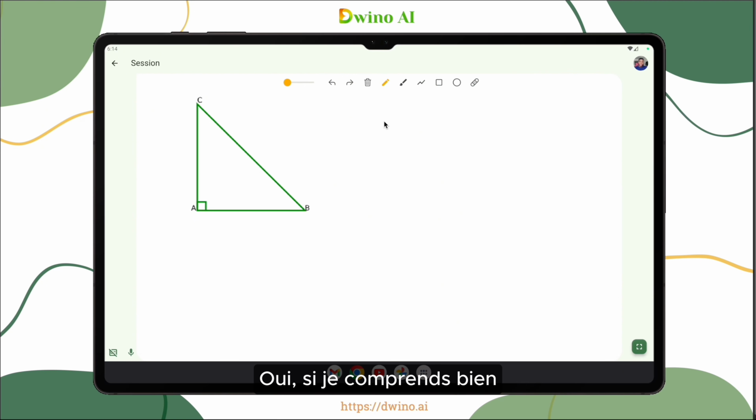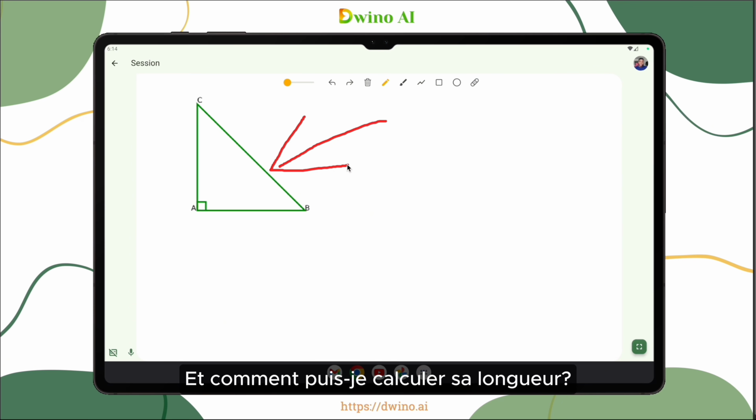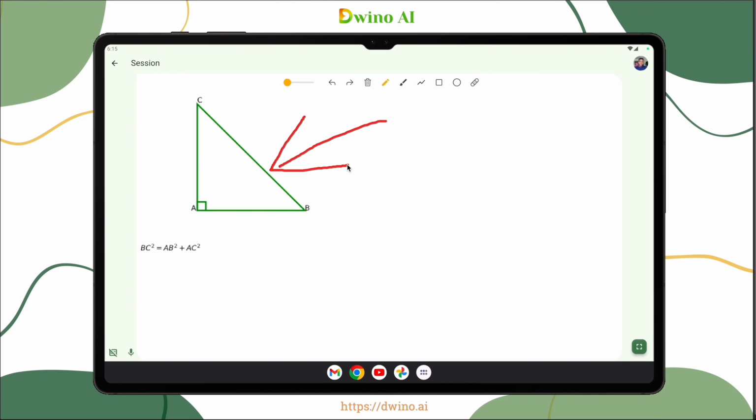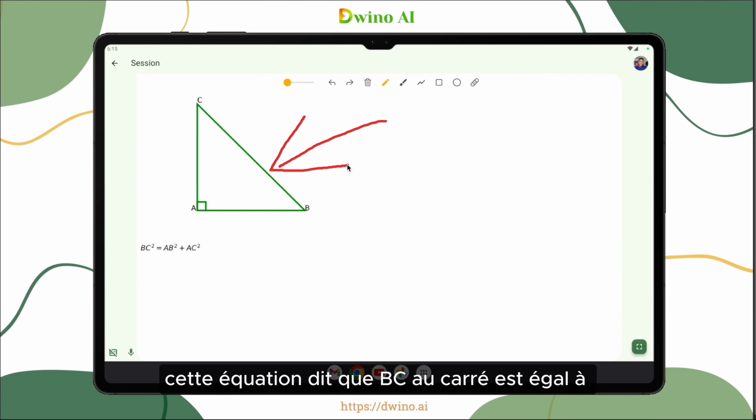Yes, if I understand correctly, you said this one is the hypotenuse, right? And how can I calculate its length? Yes, you are right. The side BC is the hypotenuse. You can calculate the length of the hypotenuse using the Pythagorean theorem. The Pythagorean theorem states that in a right-angled triangle, the square of the length of the hypotenuse is equal to the sum of the squares of the lengths of the other two sides. This equation says that BC squared equals AB squared plus AC squared.